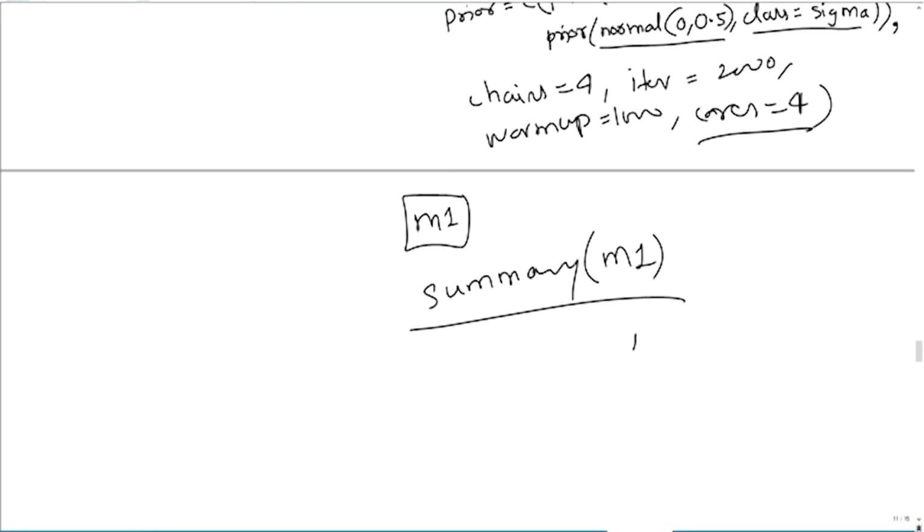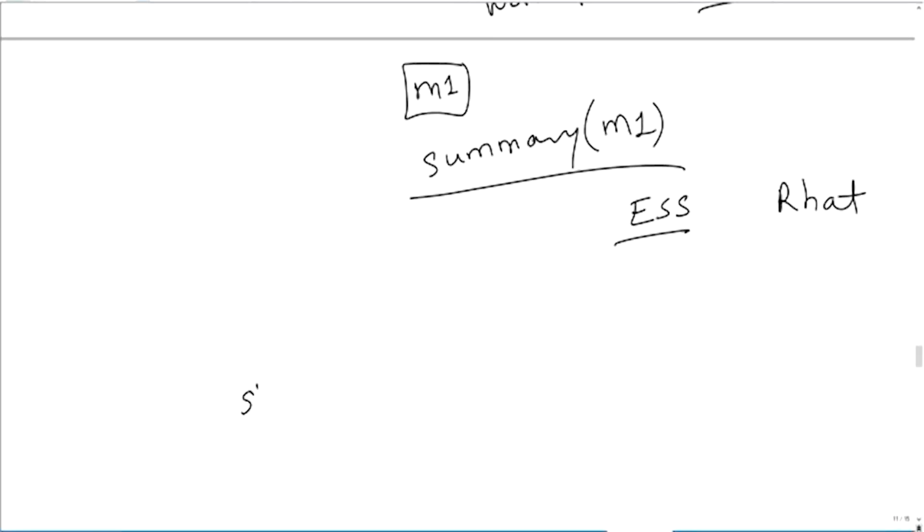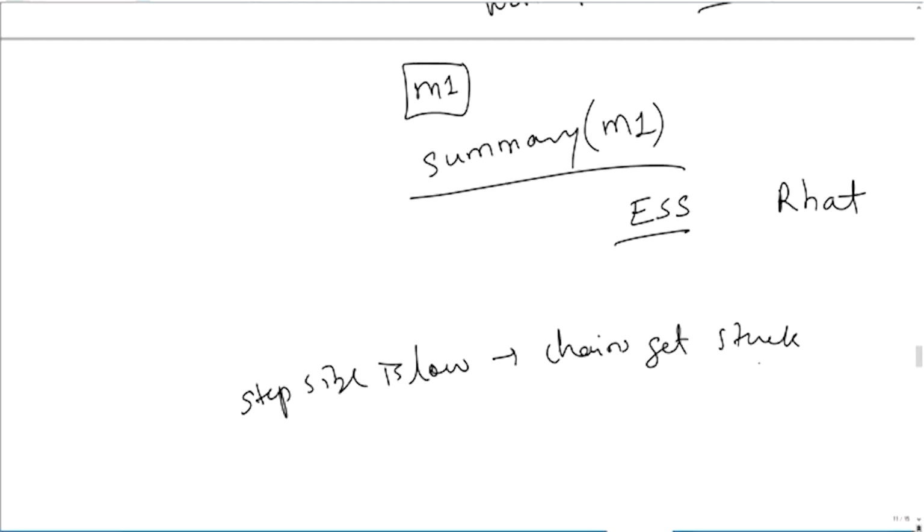It would also show you something called ESS and R hat. ESS is effective sample size. What does it mean? It means how many uncorrelated samples effectively you are getting. Do you remember the situation when your step size was too low? When step size is low, chains get stuck, and you get a huge number of correlated samples.